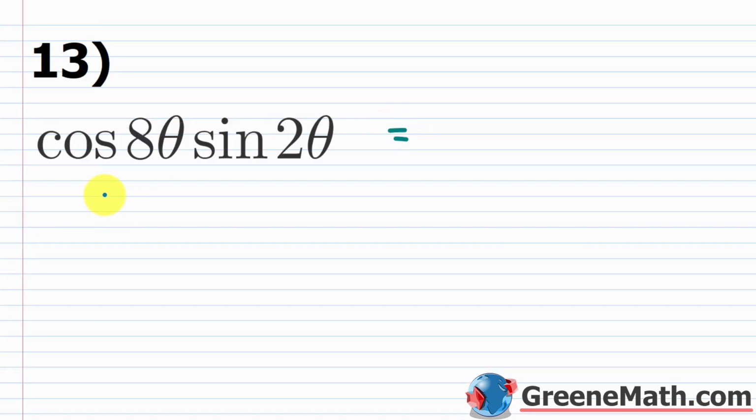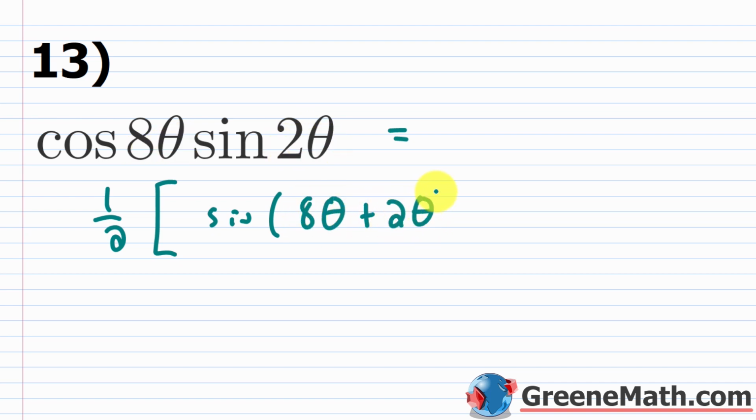So this is equal to 1/2 times, again, you're going to have this quantity where you do the sine of A plus B. So this is A and this is B. So 8 theta plus 2 theta. Let me write this out so nobody's lost. So 8 theta plus 2 theta. And then basically from there, you're going to go minus. You're going to have your sine of now A minus B. So this would be 8 theta and then minus 2 theta.